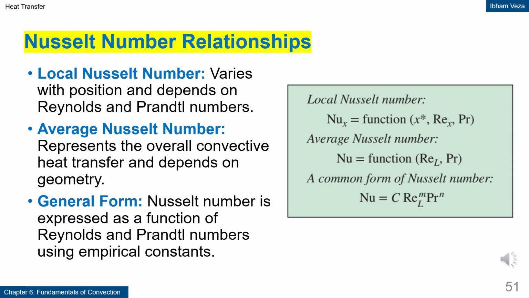Nusselt number relationships. The local Nusselt number varies along the flow direction because of boundary layer development. The average Nusselt number represents the overall heat transfer performance of a surface. In general, the Nusselt number is expressed as a function of the Reynolds and Prandtl numbers. These relationships are usually obtained from experiments or numerical solutions. Such correlations are very important for practical engineering calculations.